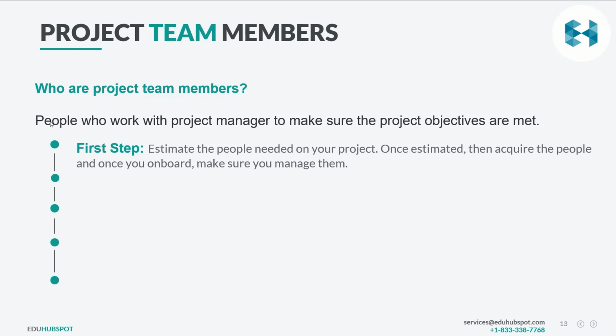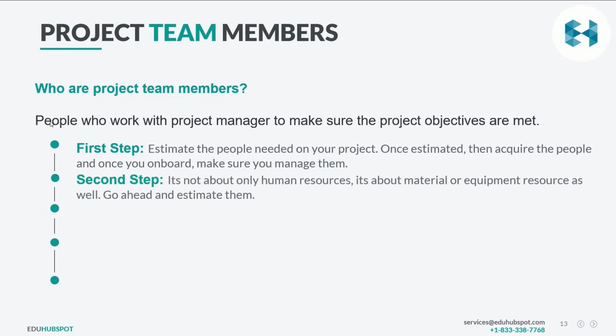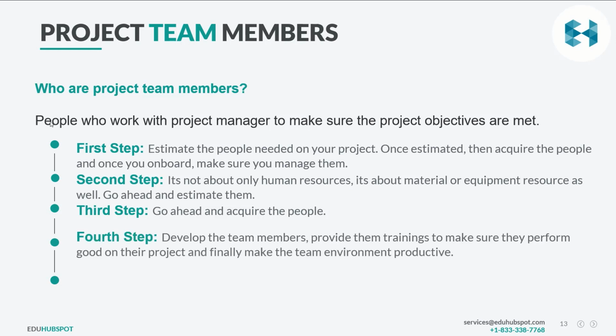Then it's not really just about human resources. It's also about your material and equipment resources. Like for the bakery, I may need a machine which puts the froth on the cupcake. So that's also a resource for you. Then make sure you have everything in place that you have identified. Go ahead and acquire them. Once they are onboarded, make sure you develop them, like provide them with training. If they have confusion or doubts in the process, help them out. And finally, have an effective system in place to track their performance.